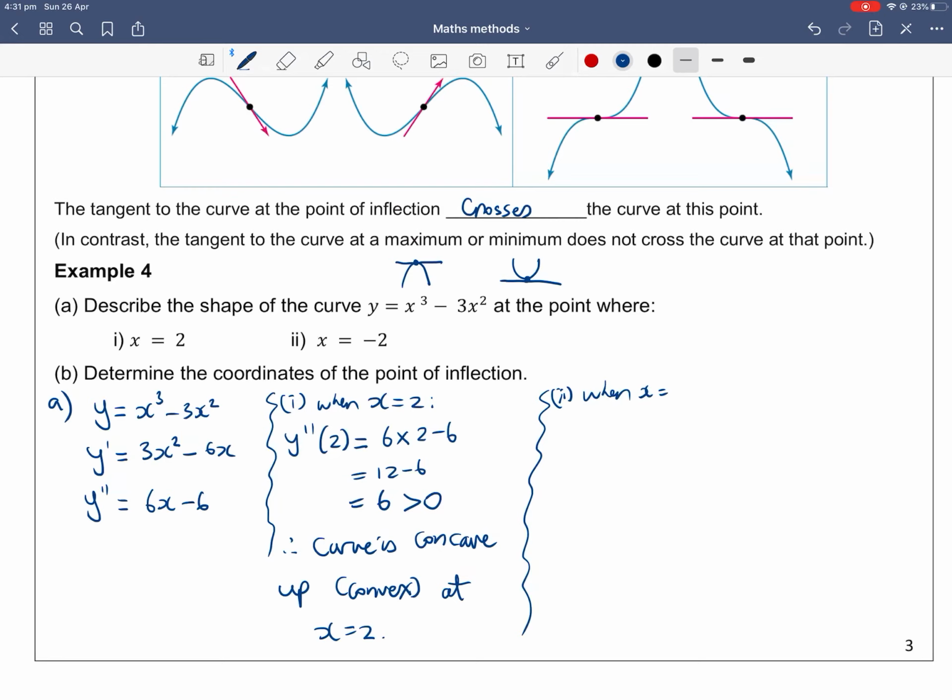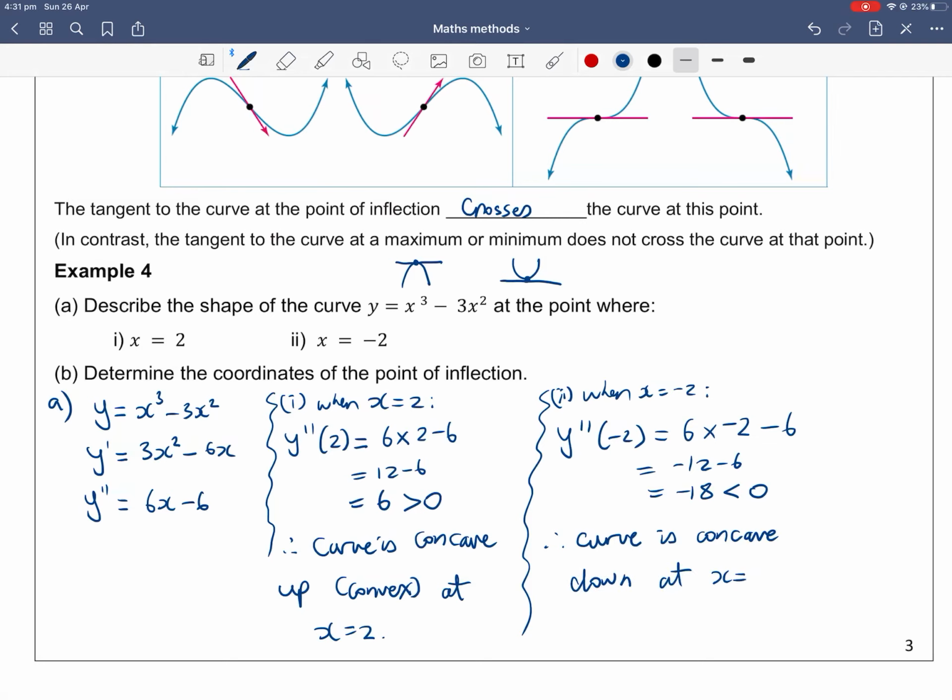Part 2, we're doing the same thing, but when x equals negative 2. So the second derivative at x equals negative 2, wherever x occurs, replace it with a negative 2. So that's minus 12 minus 6, which gives us a negative 18. Negative 18 is negative. So going by definition, if our second derivative is negative, our curve is concave down. Concave down at x equals negative 2.